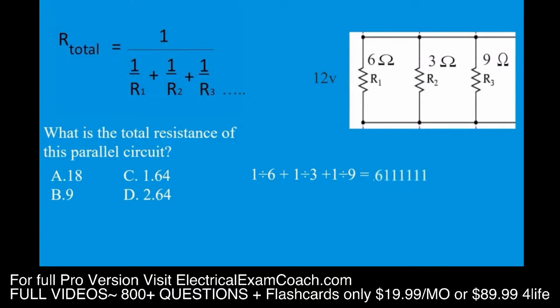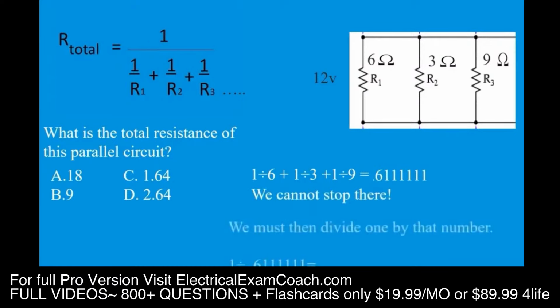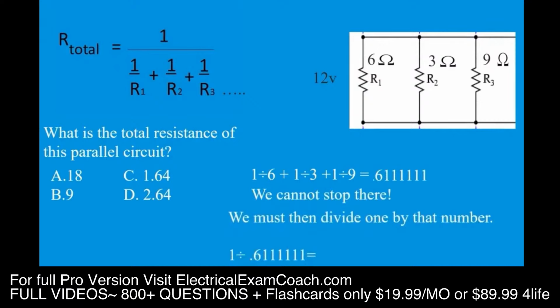If you took the time and worked that out, it is going to give you 0.611111. But we cannot stop there. We must then take the reciprocal of that number. So we must then divide 1 by that number. So we take 1 and divide it by 0.611111.